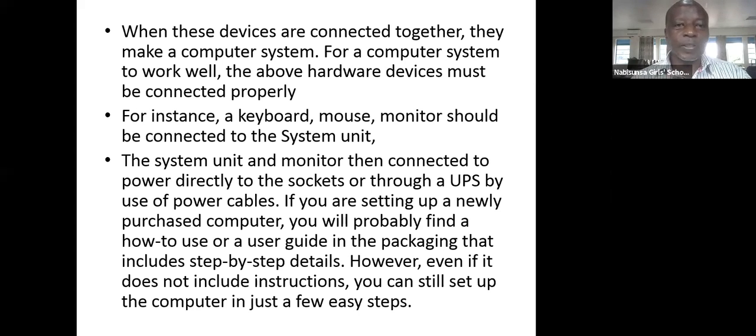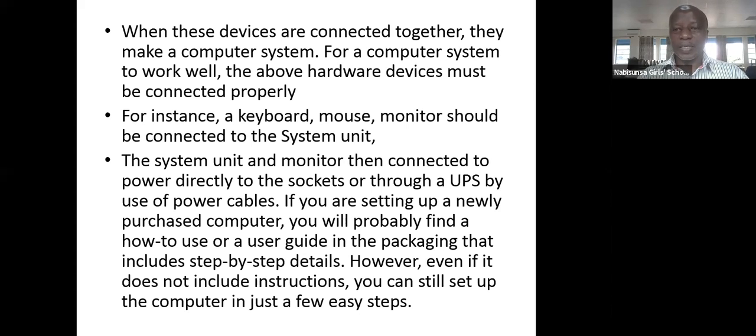Okay, so for instance, a keyboard, mouse, and monitor should be connected to the system unit, as we did, and then the system unit and monitor connect to the power supply. As I said, this one can give you power for both devices, but the one we looked at only gives you power for one device, so you need another socket for the monitor and then a socket for the system unit.